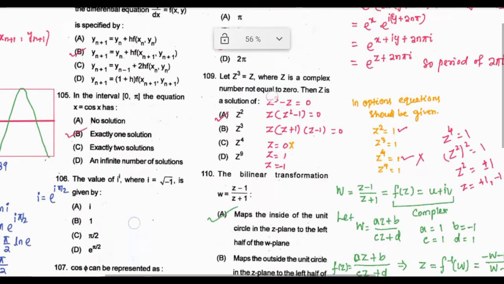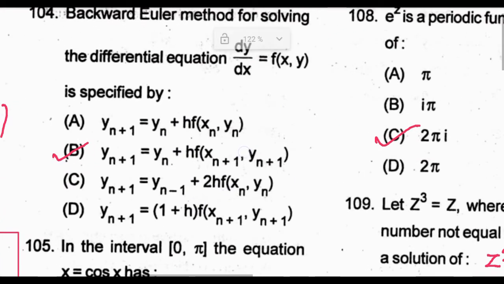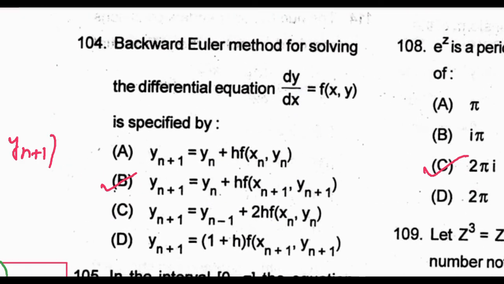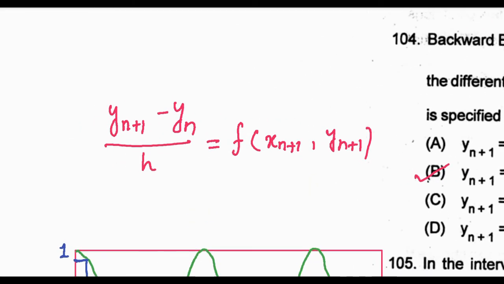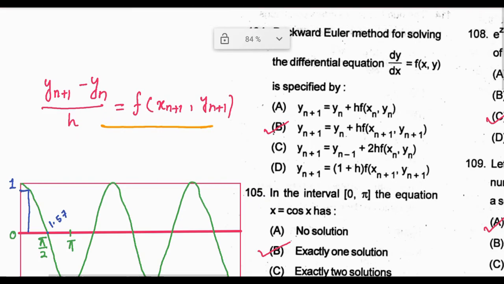Next question is question number 104. Backward Euler's method for solving the differential equation dy by dx is equal to f of x, y is specified by, so here is the backward Euler's method, yn plus 1 minus yn by h is equal to f of xn plus 1, yn plus 1. So this is the expression. So this expression is written indirectly, that means yn plus 1 is equal to yn plus h times f of xn plus 1, yn plus 1, this h is multiplied here and this yn is taken to the right side. So option B here is the correct answer.